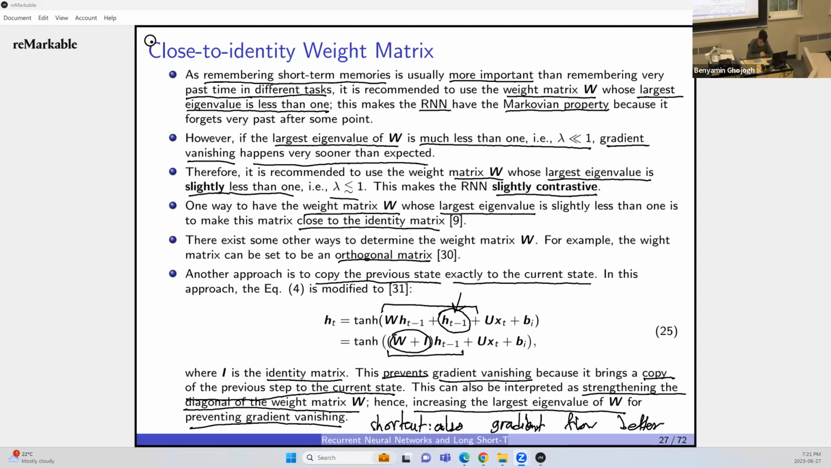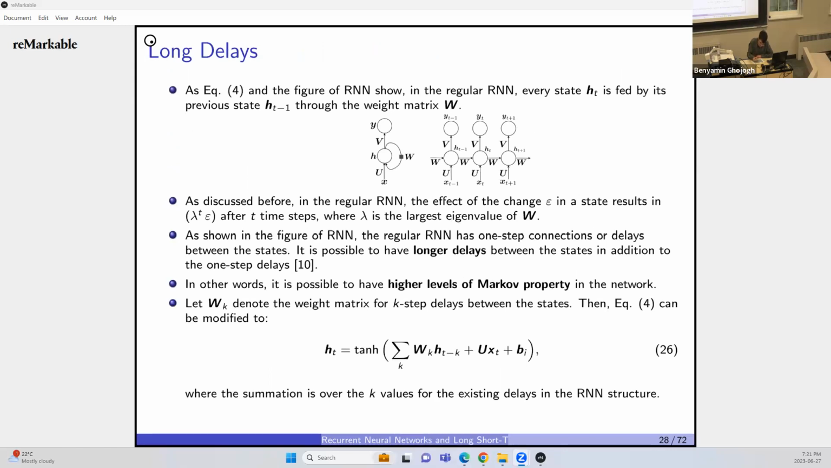So as equation 4 and the figure of RNN show, in the regular RNN, so another technique. So close to identity matrix was over. Now long delays. Okay, it's another technique. What do we do? In the regular RNN, every state HT is fed by the previous state HT minus 1, as also shown in this figure, right? Through the weight matrix W. So here we have W, W, W.